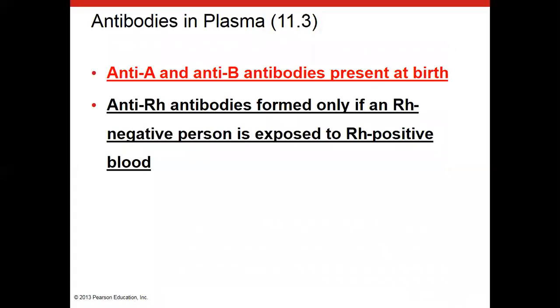So anti-A and anti-B antibodies are basically present at birth. So if you ever give B blood or A blood to the wrong person, those antibodies are already ready to attack. So you have those already.